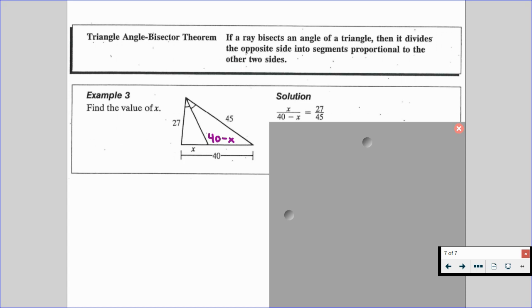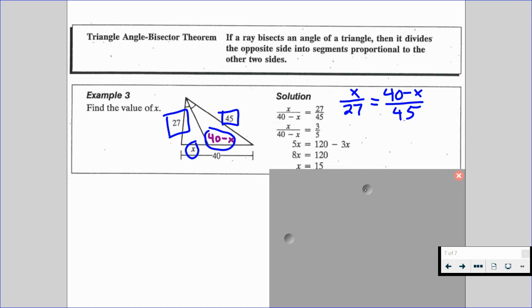But again, it's just the way that I like it. I like to go from the opposite segment across from the angle over the side. So I like to do x over 27, and then that's going to be equal again to the same scenario. Well, the side opposite of the angle, 40 minus x, divided by the side that we are given that's touching, or that's part of the angle. So you have x over 27 is equal to 40 minus x over 45.